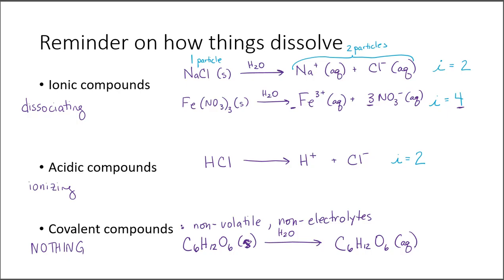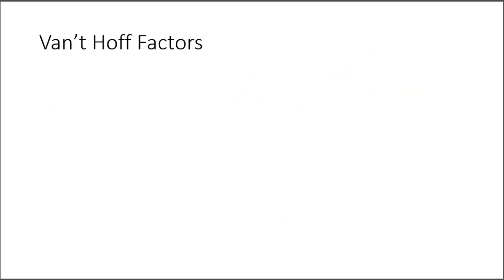No ions are formed. So what is the ideal Van Hoff factor for any covalent compound? It is 1. What in the world just happened? That was very odd. It is just 1. 1 particle or 1 unit of sugar goes in and 1 particle or 1 unit comes out. So the ideal Van Hoff factor for this covalent compound is 1. That's how you spell Van Hoff factor.